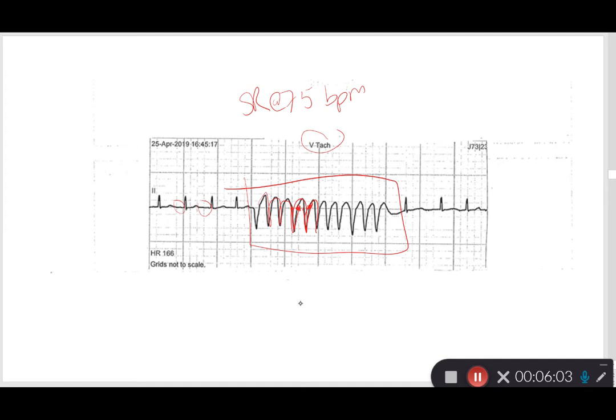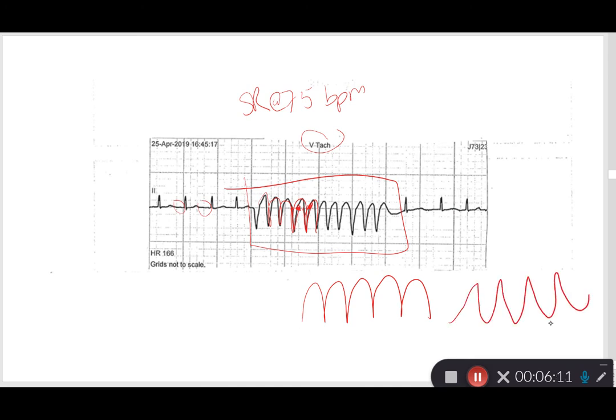VTAC can look different. So this one is, you know, more of a typical VTAC that we would see. Depending on where it's coming from in the ventricles, it can have a different appearance to it. Sometimes it'll even look like this. But we can see that all of these have a very wide, bizarre looking complex. So it's a sinus rhythm at 75 beats per minute with a run of VT, or ventricular tachycardia.